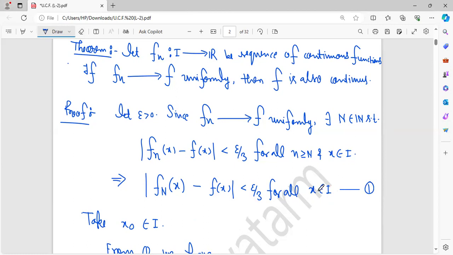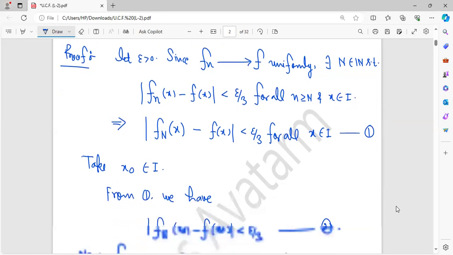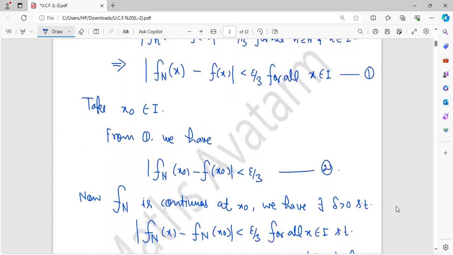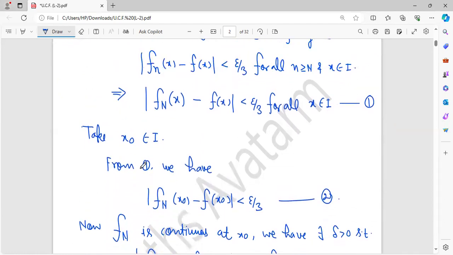Now this is true for all x belonging to I. I am taking a particular point because I want to show that F is continuous. So I will take a fixed x naught and show that F is continuous at x naught. Since equation number 1 holds for all x belonging to I, it will also hold for x naught belonging to I. So I am applying x equal to x naught in equation number 1, and I get equation number 2.